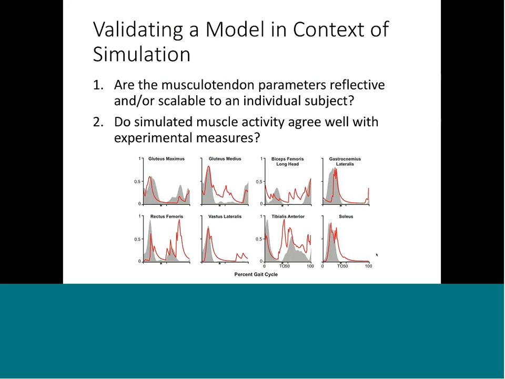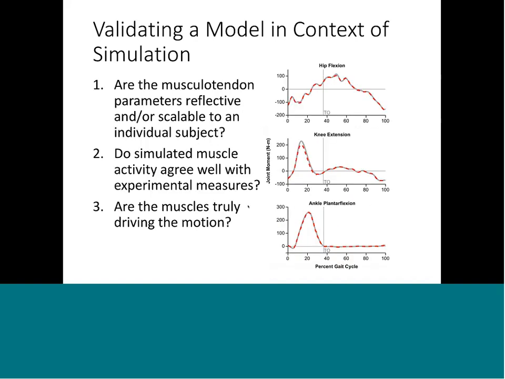We next want to check that our simulated muscle activity agrees well with experimental EMG. So we want to look for good agreement between the simulated activity in red and the experimental EMG in gray. And finally, we want to check that the muscles truly are driving the motion by looking for good quantitative agreement between our muscle-generated joint moments in the dotted red line and the total required joint moment in gray.